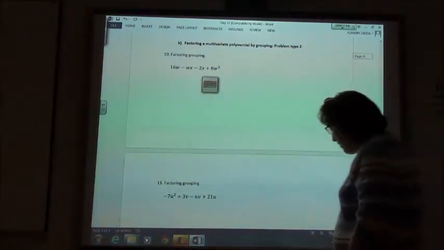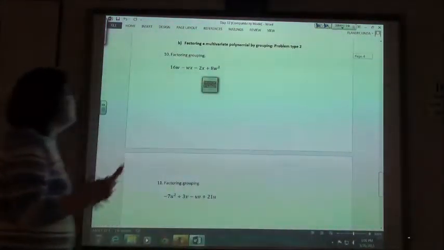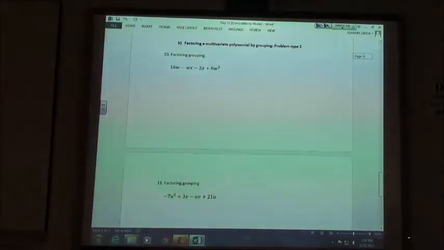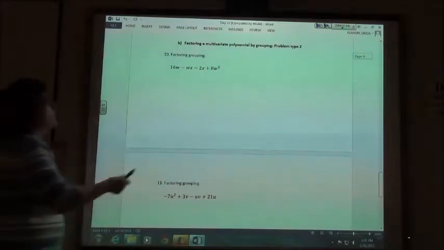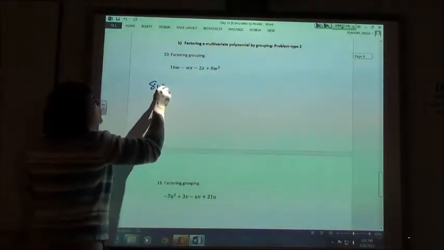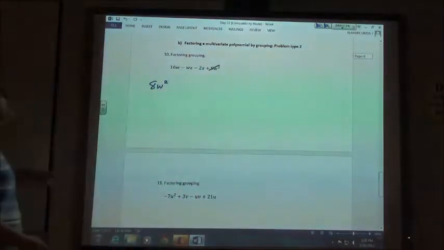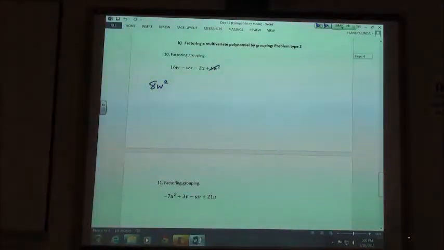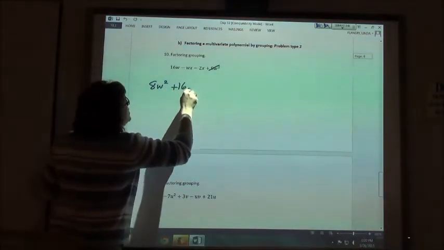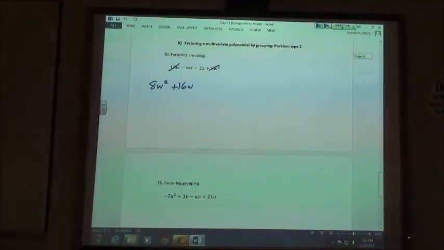Again, we are factoring by grouping. So again, when we do this, we want to group them together in a way they make sense. Now here, when I have different exponents, I like to start with the one with the highest exponent. So I would probably say I'm going to take the 8w squared, and then I'm going to look at my list and say, which one has the most in common with the 8w squared? The plus 16w. And those are the two I'm going to start with, just so I have a place to start. So we start with the one with the highest exponent, just like we did on those first ones that were in the right order.